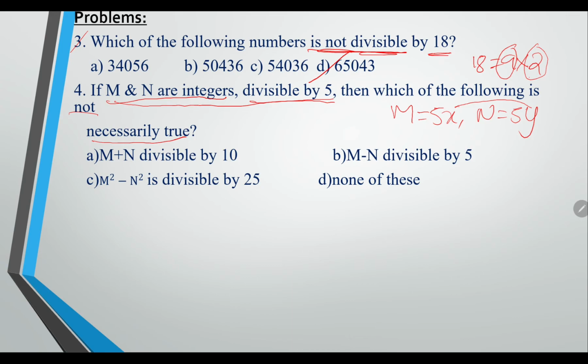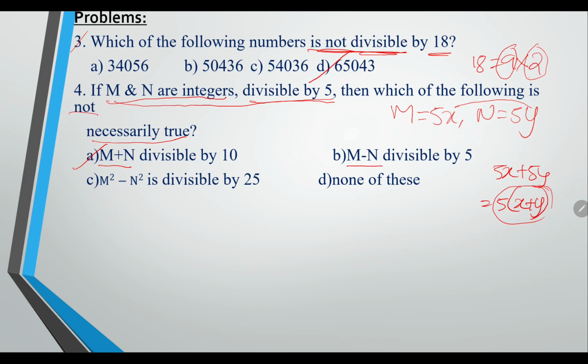Next, let's check the options. m plus n, that is 5x plus 5y, that is equal to 5 of x plus y, which is not necessarily divisible by 10. So A is the option. And let's check the other options as well to get more clarity.